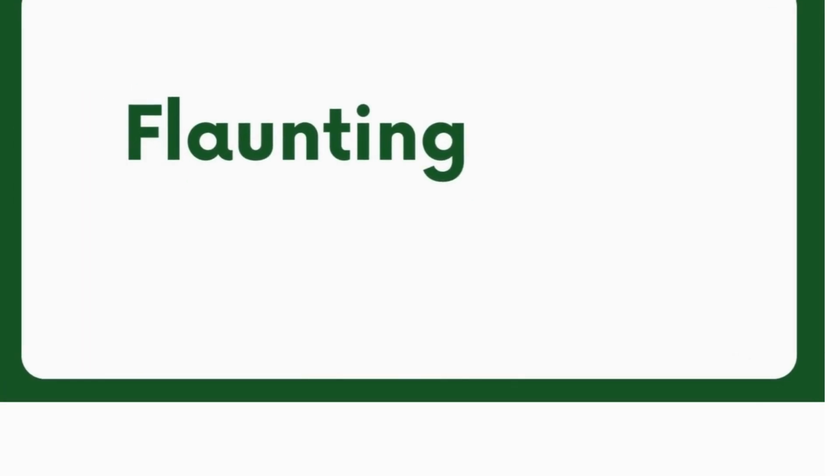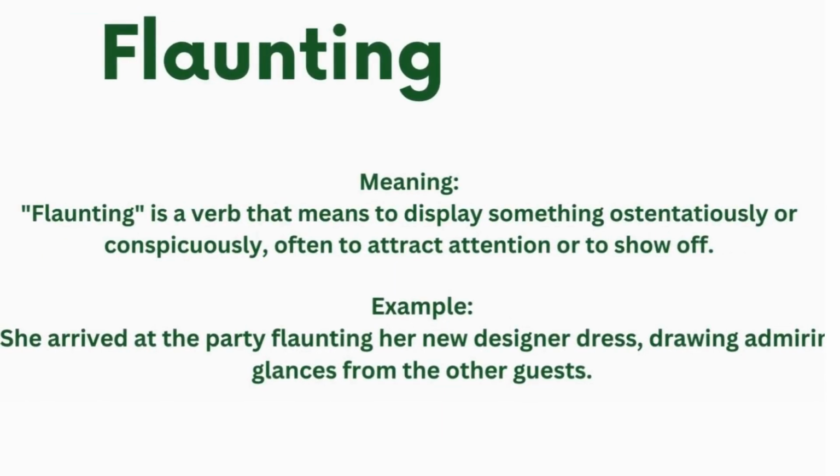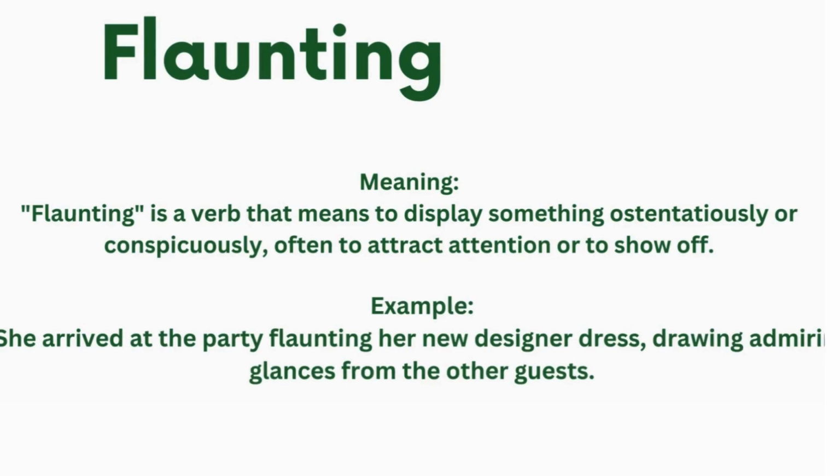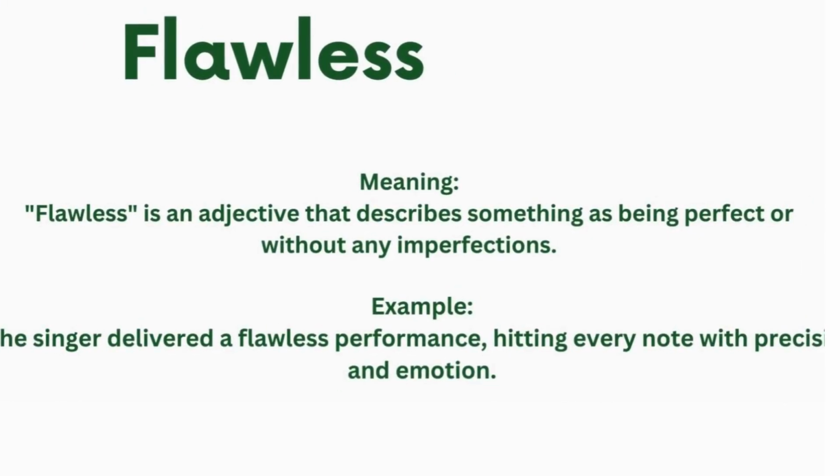Flaunting. Meaning: flaunting is a verb that means to display something ostentatiously or conspicuously, often to attract attention or to show off. Example: she arrived at the party flaunting her new designer dress, drawing admiring glances from the other guests.